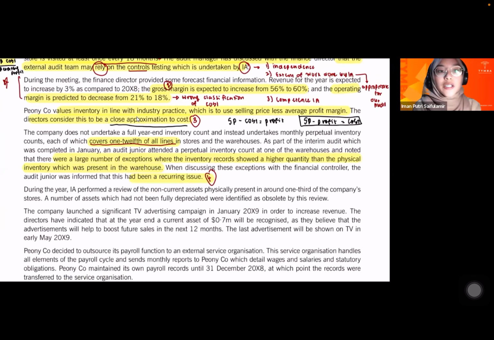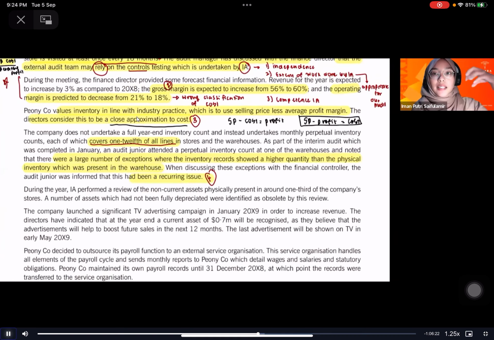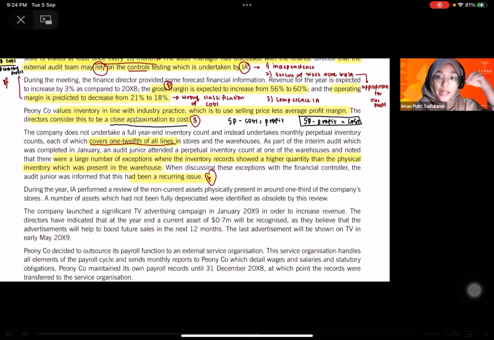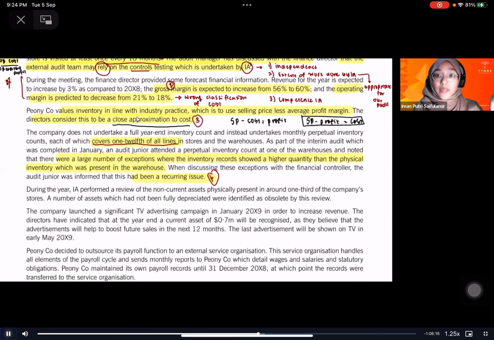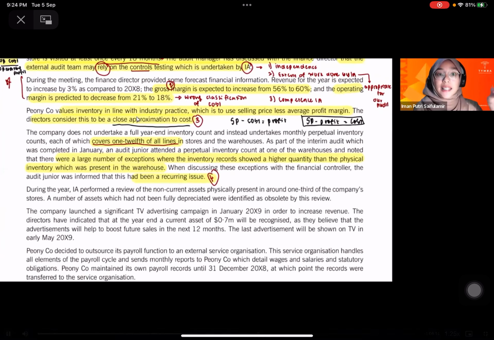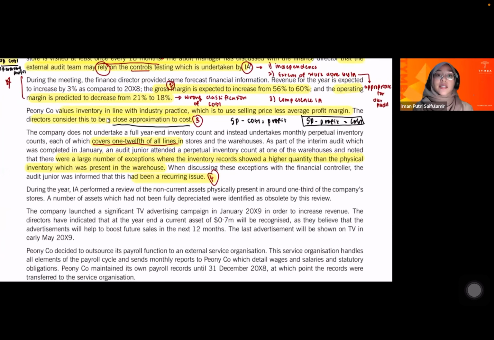Okay, when we talk about detection risk, the explanation should be that we are unable to obtain sufficient audit evidence. Remember, we are unable to obtain sufficient appropriate evidence on the inventory records. That will cause increased detection risk. Which account is being affected here? We can say the inventory may be overstated. All right, so this is point number 4.